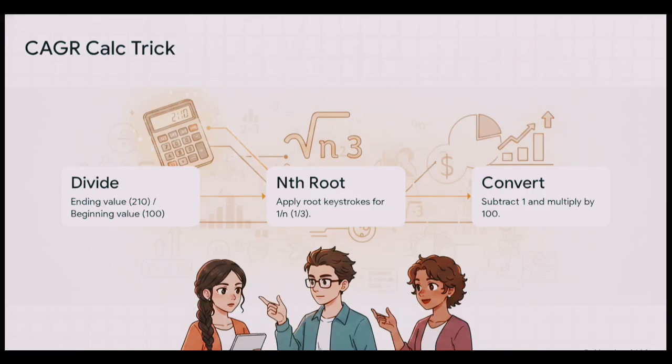But don't worry, here is the ultimate CA calculator trick for complex exponents. Keep your pace slow and just follow me. Step 1, type your ending value, 210, and divide by the beginning value, 100. You get 2.1. Step 2, to solve for the power of 1 over 3, we use our root keystrokes method for the nth root on your standard calculators. Once you extract that root, step 3, subtract 1 from the result and multiply by 100 to get your percentage.